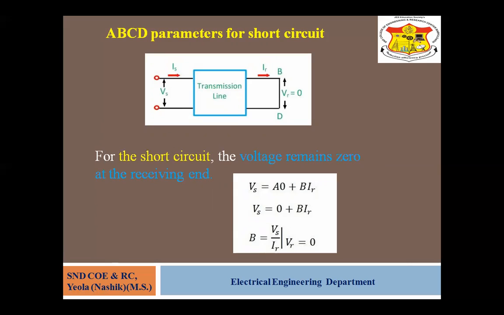So Vs is equal to A into 0 plus B into IR. So Vs is equal to 0 plus B IR. So the value of the B constant is equal to Vs by IR at VR equal to 0.